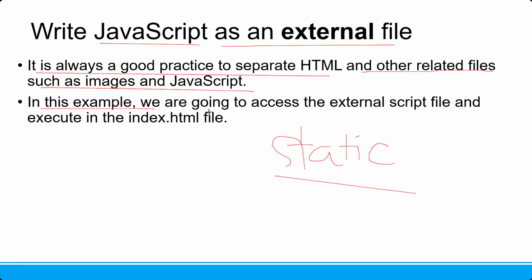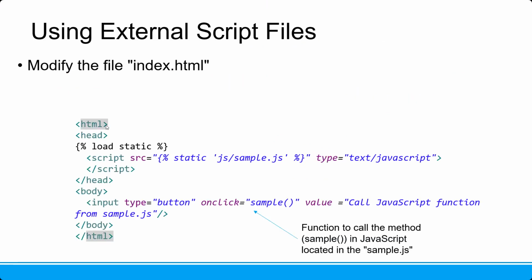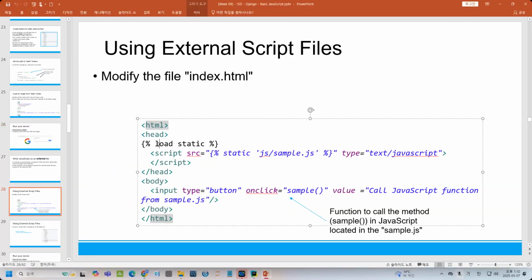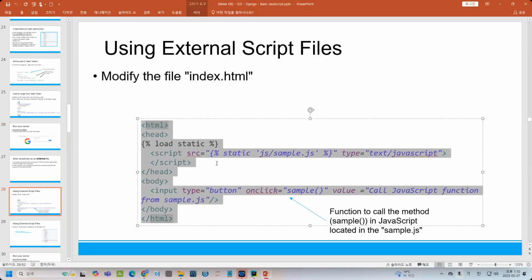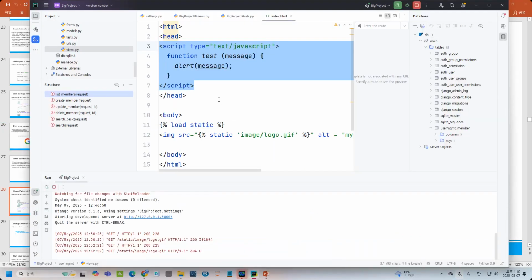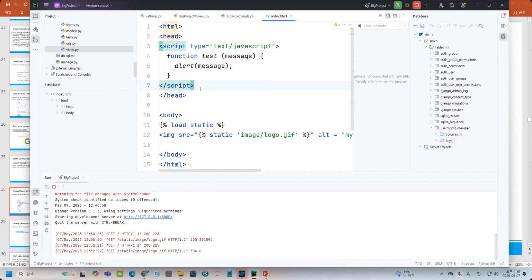In this example, we are going to access the external script file. We call it external because we are not going to write the JavaScript in the HTML, but it is outside the script, and it will be executed in the index.html. So let's modify the index.html. In this case, I have this code. This is the index.html.